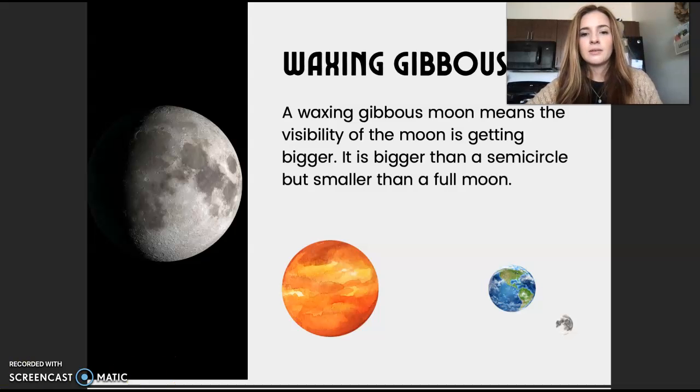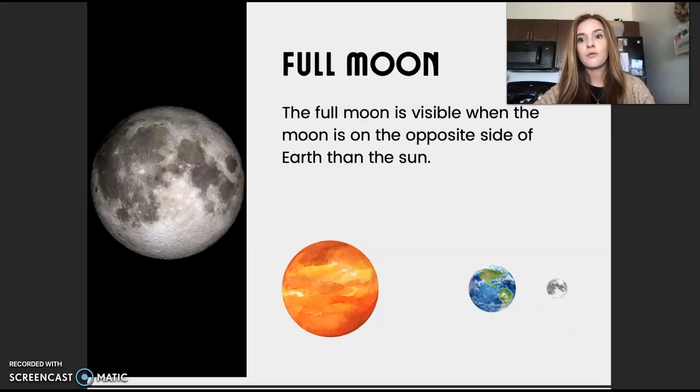And then the next one is going to be the full moon. So the full moon, I'm sure you guys have heard of this when you read fairy tales or see movies. It's when you can see all of the moon. And it's because the sun isn't creating a shadow on it.